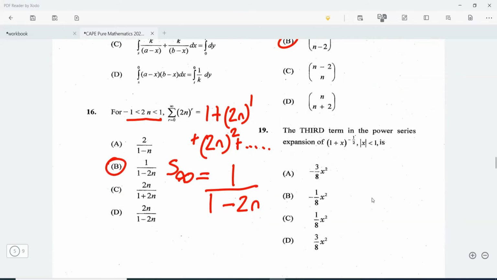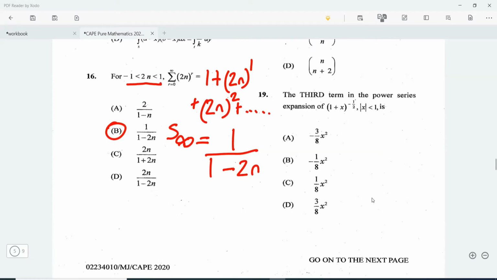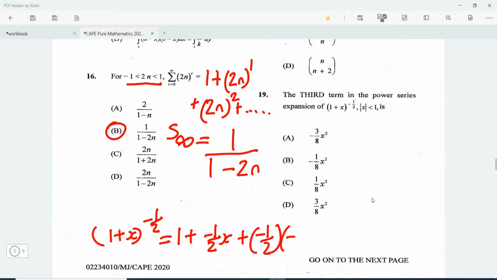Okay, question 19 says the third term in the expansion of the power series of 1 plus x to the minus half is, the third term is the x squared term. So first we have to remember that 1 plus x to the minus half is equal to 1 plus n times x, so it's minus a half times x, plus n times n minus 1, so it's minus a half times minus 1 minus 3 over 2 times x squared, and that's being divided by 2 factorial.